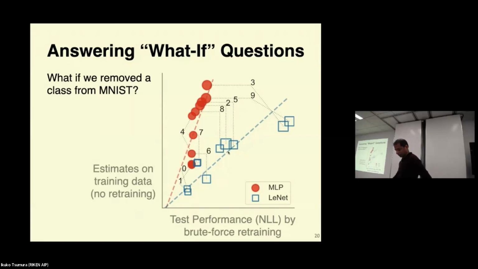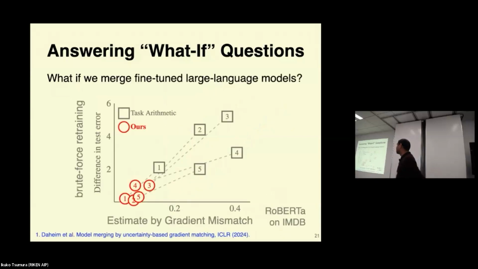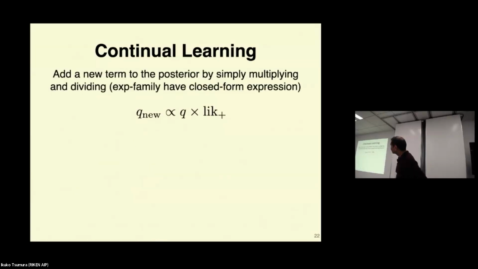You can also do this on fine-tuning a large language model. We have a paper on this year. It's the same story: the brute force one aligns with what we estimate. And the estimation is based only on your current model. You don't have to retrain these things. It's quite nice. Okay, so I'll just take 2 more minutes and I'll finish.